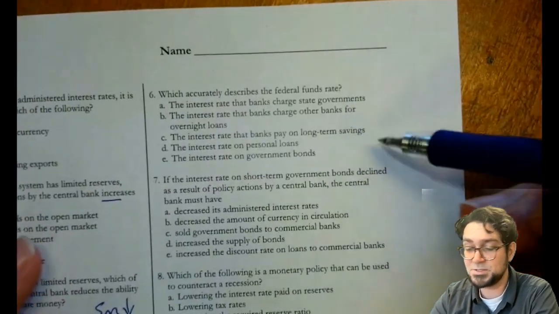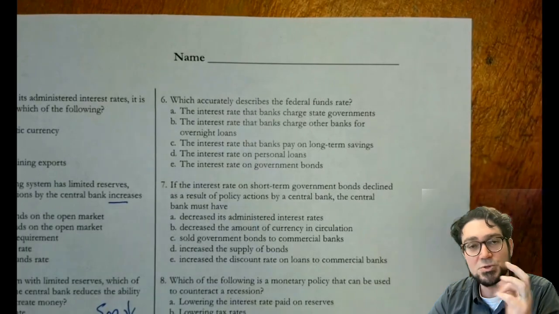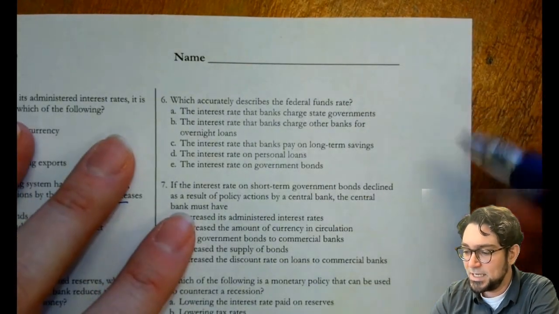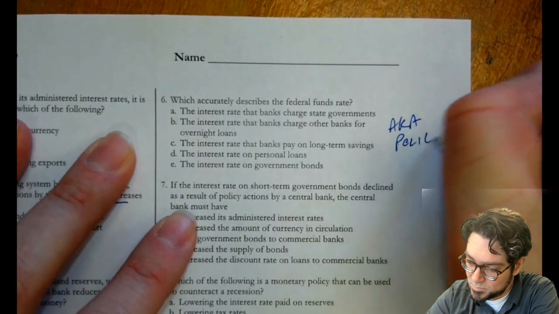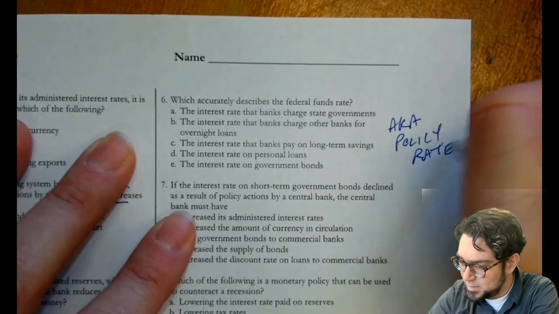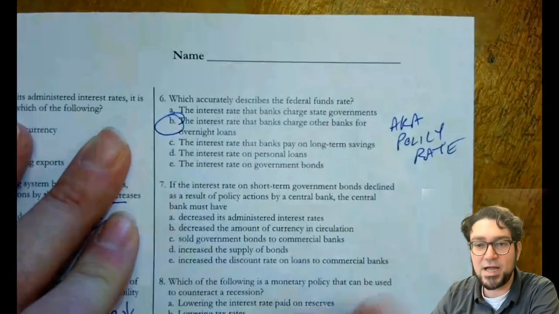Number six, which actually describes the federal funds rate? It's the interest rate that banks charge each other for overnight loans. We call it the policy rate, aka the policy rate. And so we would say B for that one.